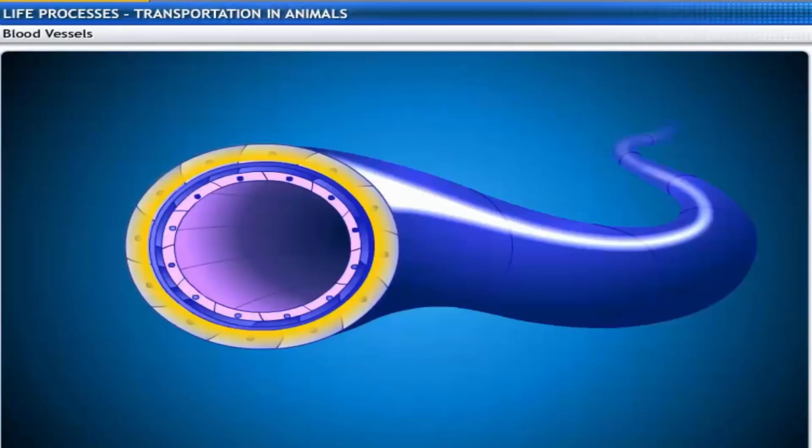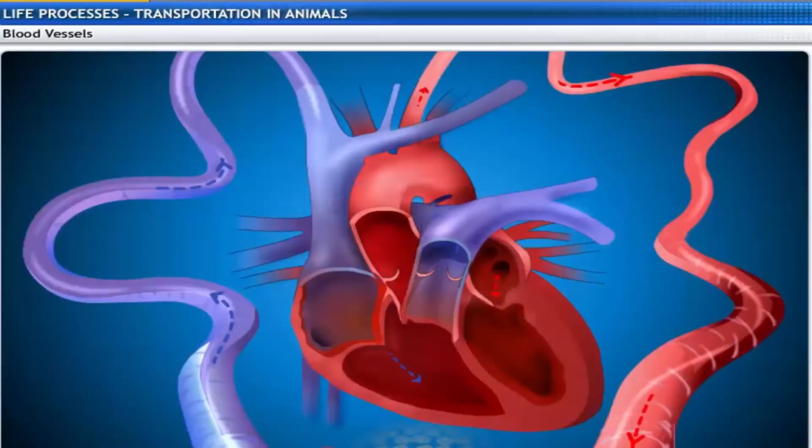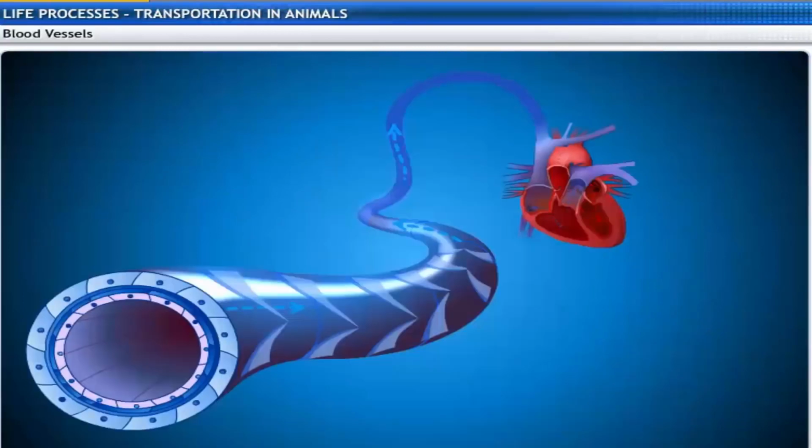As compared to arteries, veins have thinner and less muscular walls. This is because the pressure of the blood that they carry is much lower than that carried by arteries. Due to the same reason, veins have valves that allow the blood to flow only in one direction. This ensures that the flow of deoxygenated blood is one way, only towards the heart.